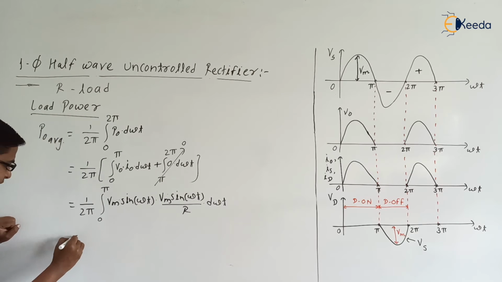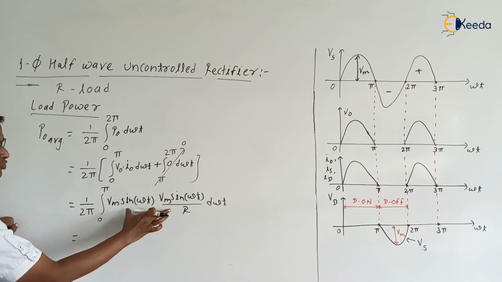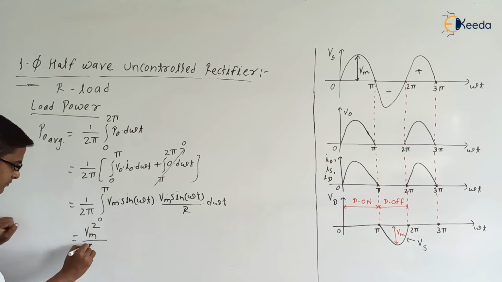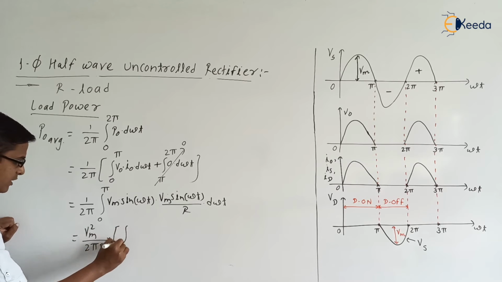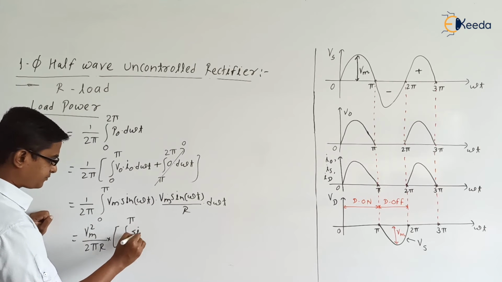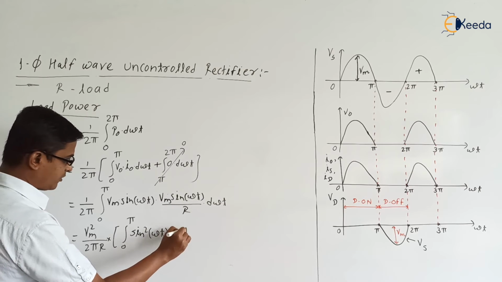Yes, we can simplify it. It is equal to Vm into Vm square divided by R. So can we take Vm square by R common? Yes, so it is Vm square divided by 2 pi R, right? Vm square divided by 2 pi R into integration from 0 to pi of sine square of omega t. Are you getting the point?